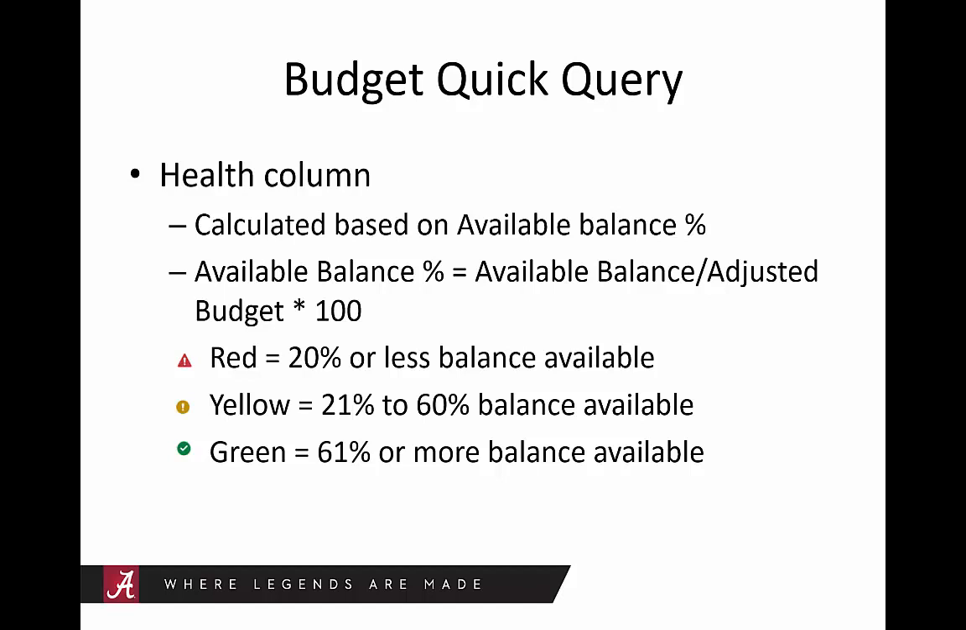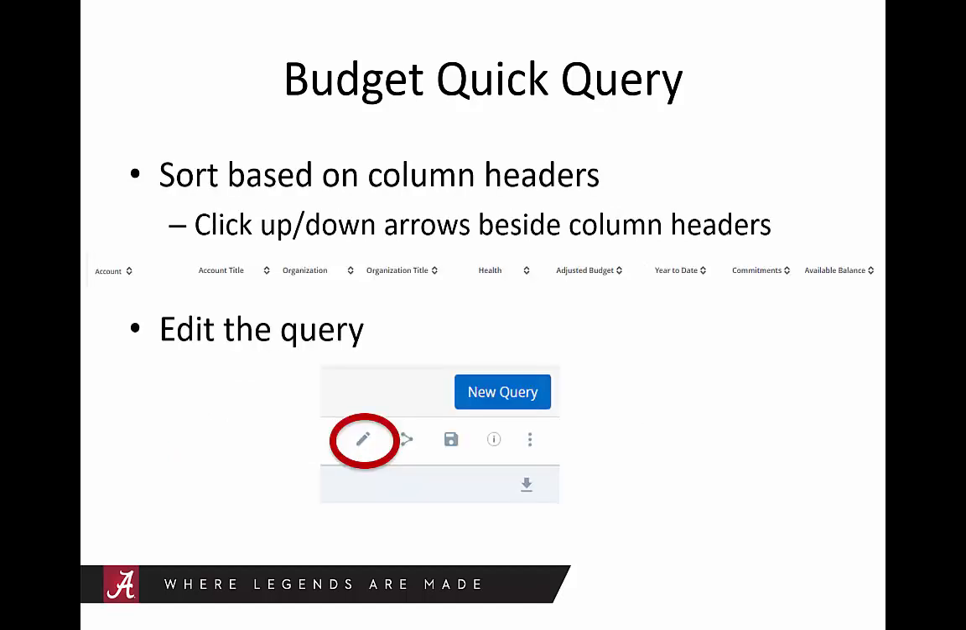The yellow indicator shows 21% to 60% balance available. The green indicator shows 61% or more balance available. You may also sort the data on the page by clicking the up-down arrows beside the column headers.